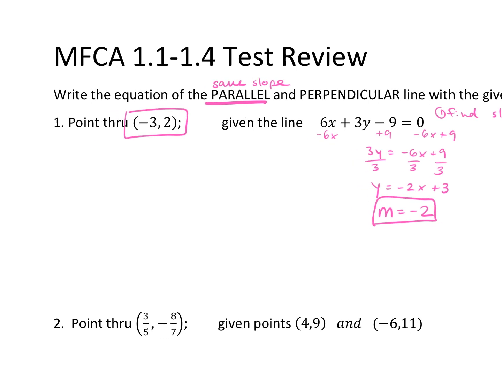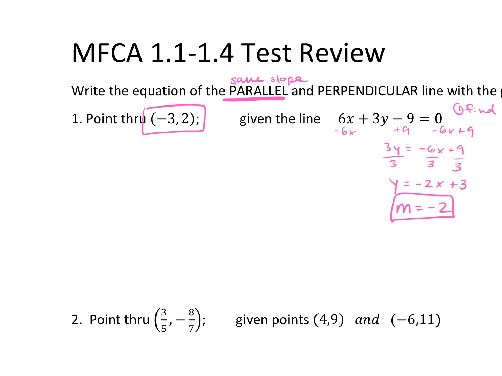So we're going to plug it into point slope form. So y minus y1 would be y minus 2 is equal to m, so negative 2 times x minus x1. So that would turn into plus 3.